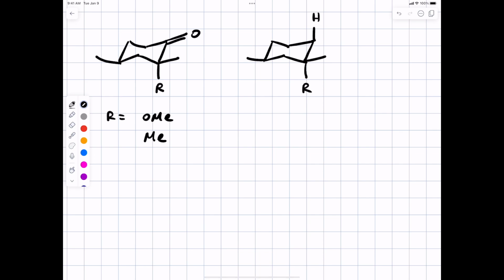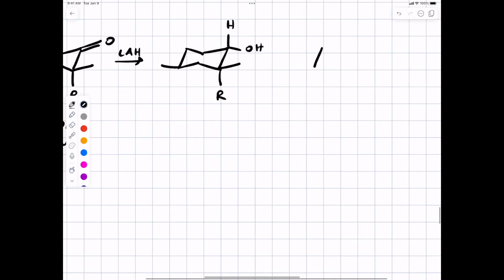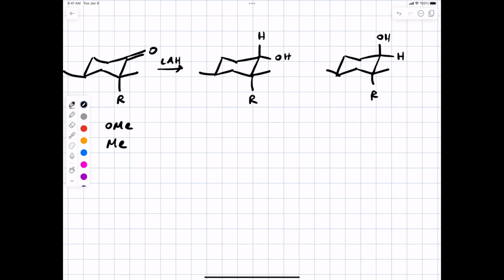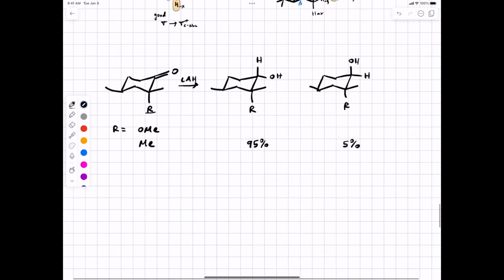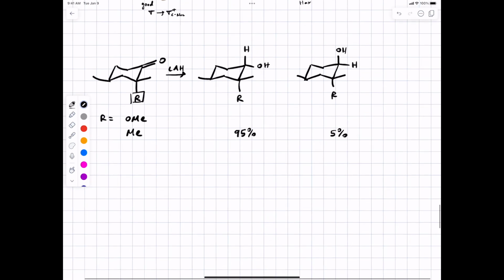This is again a lithium aluminum hydride reduction. So we're looking at equatorial delivery of hydride versus axial delivery of hydride. With the methyl group, it's 95% axial delivery versus 5% equatorial delivery. And we're talking about R here being either methoxy or methyl. It's one of those alpha axial substituents.